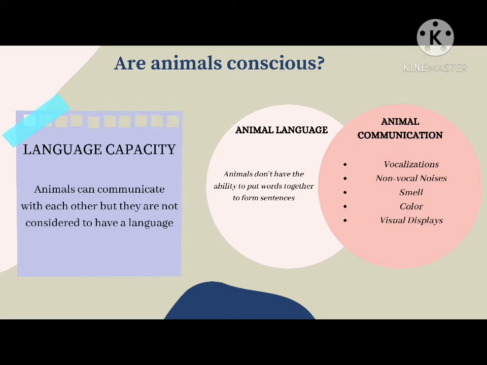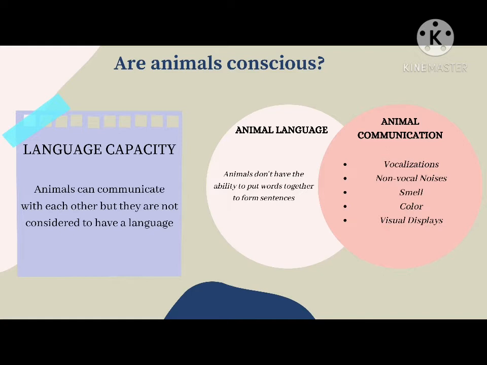Many people use the terms communication and language interchangeably because they seem like the same thing. But of course, animal language and animal communication are different. Communication is said to be the expression of information to another, while language is the ability to put words together to form sentences. In reality, animals don't have the ability to put words together to form sentences. But they have their ways on how they will communicate with each other.